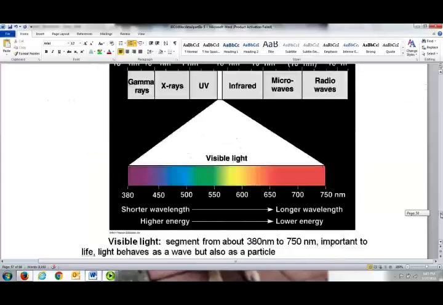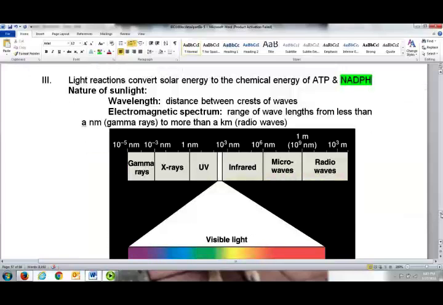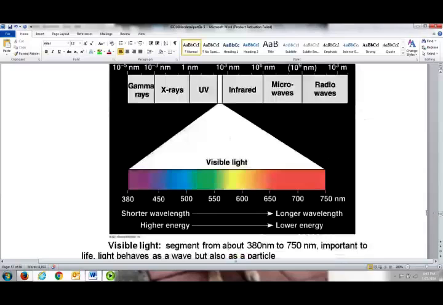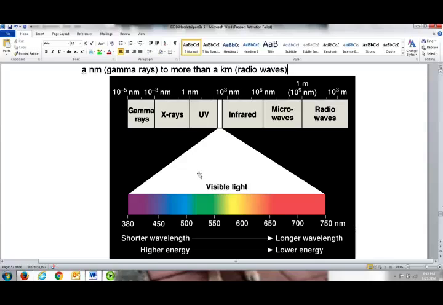Let's see if I can get this to center on the screen here. So you can see the gamma rays on the left side, the radio waves over here. In here, this little sliver is expanded out. This is going to be your visible light. This is the only part that you can see. With the wavelengths, they are shorter on the left side here and longer over here.